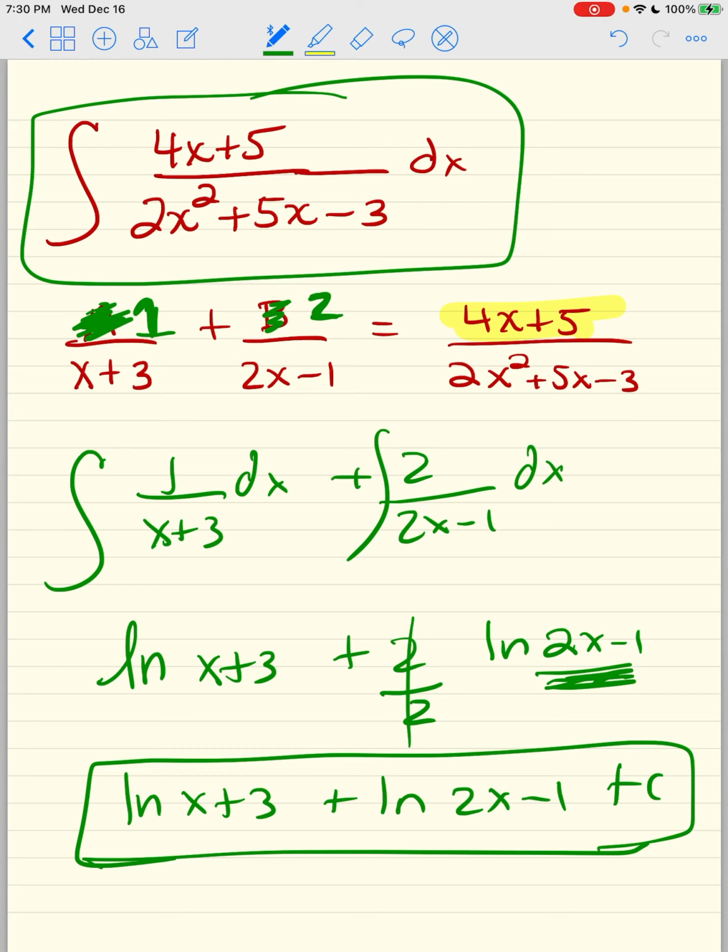So everyone, that's how you integrate partial fractions. You basically get them down to A over one of the factors, any factor, plus B over the other factor. You solve for A, you solve for B, and it always leads into a natural log as long as it's x to the first power.